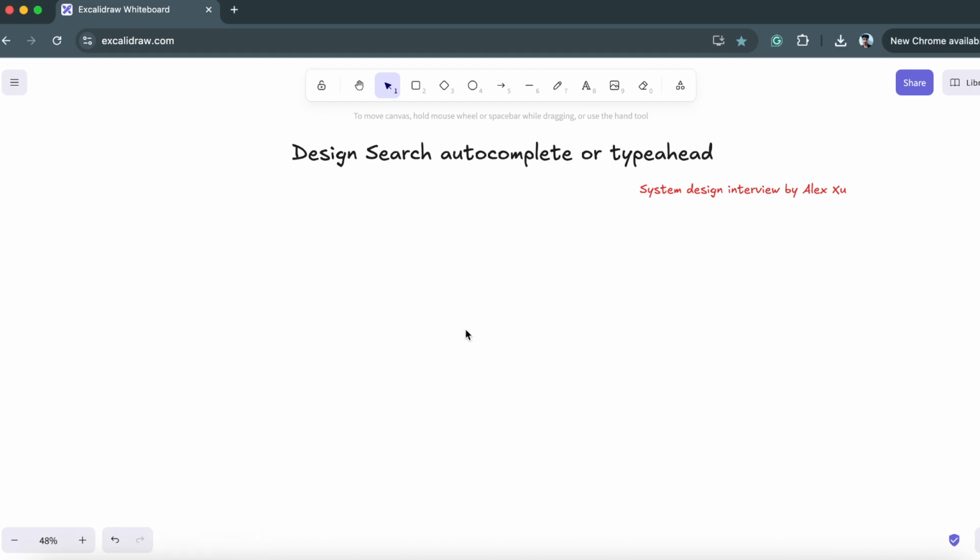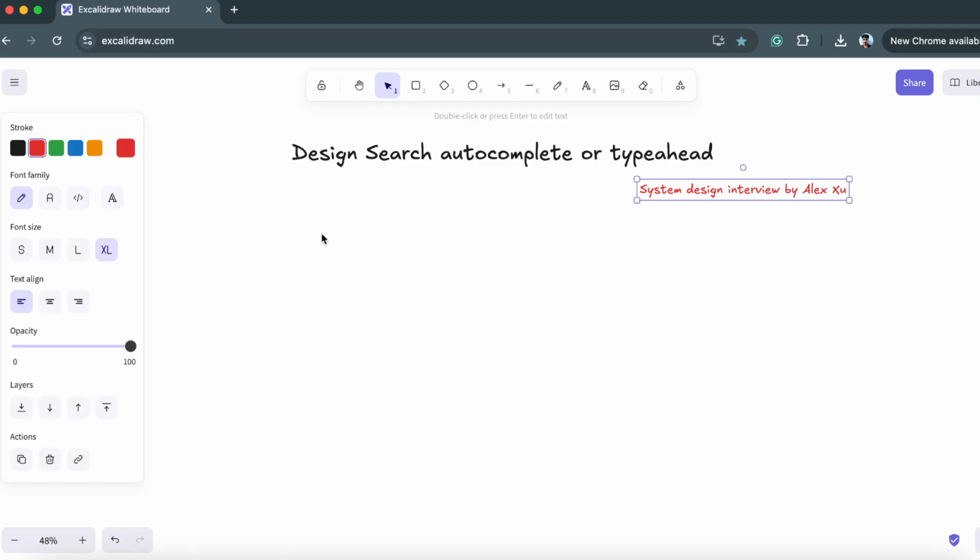So let's solve this system design interview question: design search autocomplete or type ahead. Any information that I am sharing right over here is highly taken from this book called System Design Interview by Alex Xu.